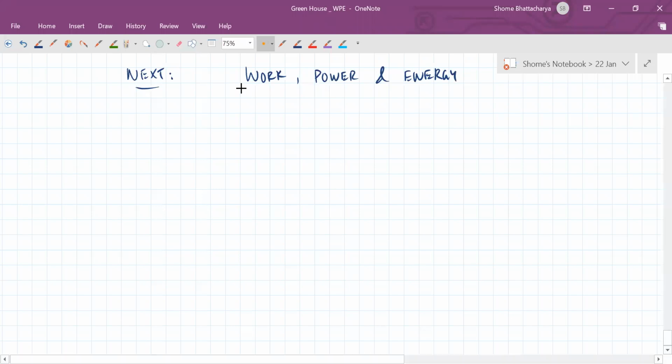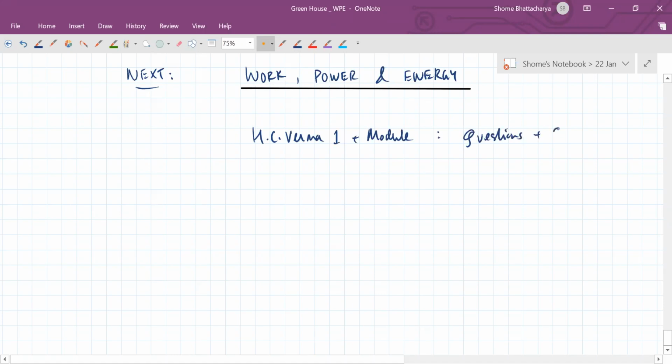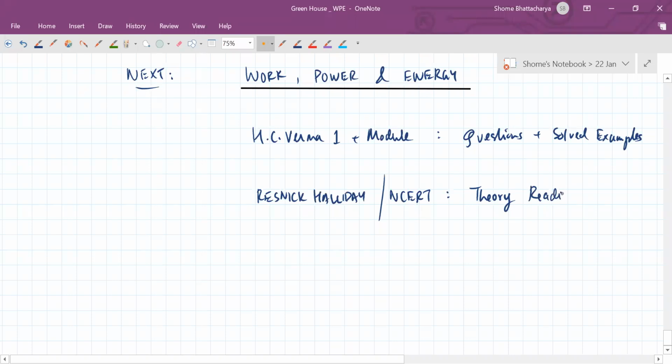So in this chapter, again, you can use H.C. Verma part 1 plus module for questions and solved examples. And you can use Resnick Halliday and/or NCERT for theory reading. Okay. So this will again be a lengthy chapter.